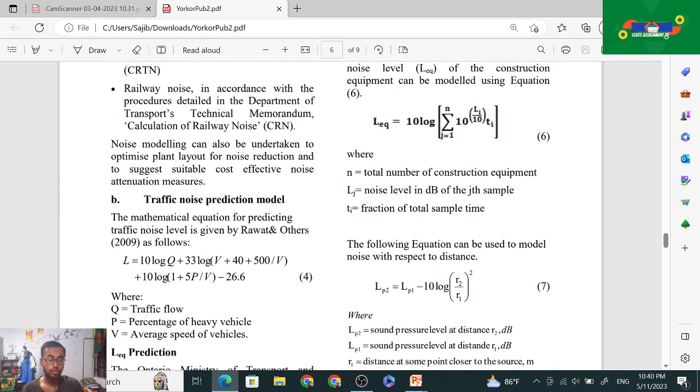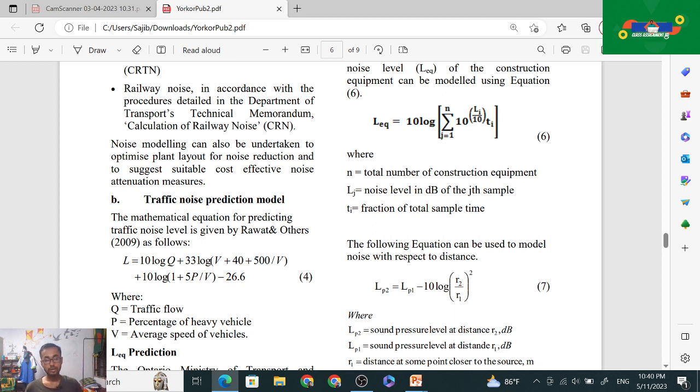Noise modeling can also be undertaken to optimize the plant layout for noise reduction and to suggest suitable cost effective noise attenuation measures. Then traffic noise prediction models. The mathematical equation for predicting traffic noise level is given by Rawat and others as follows.